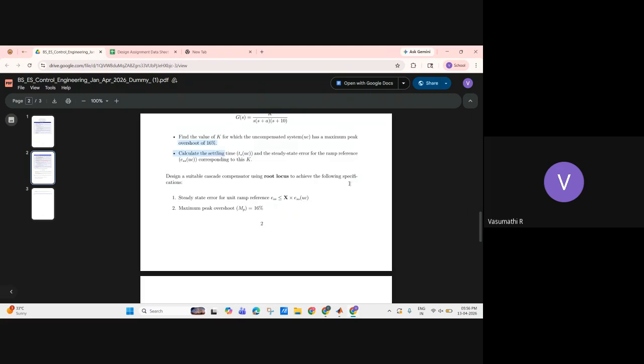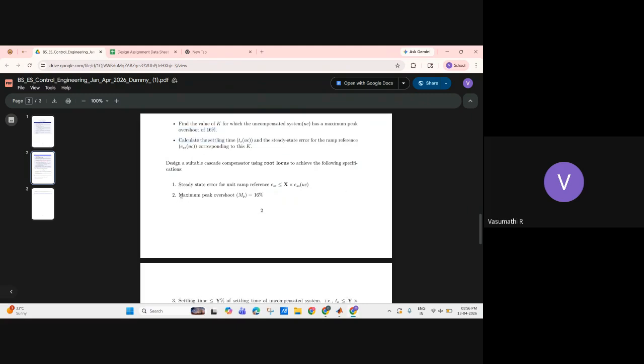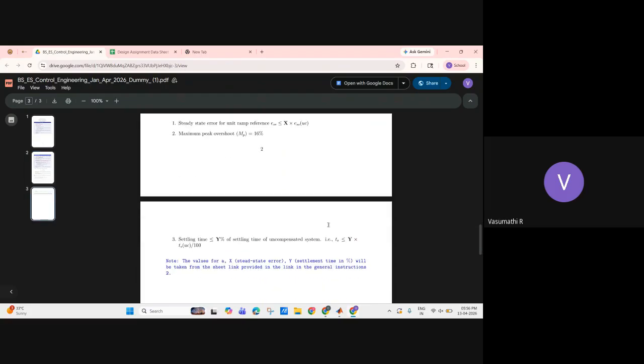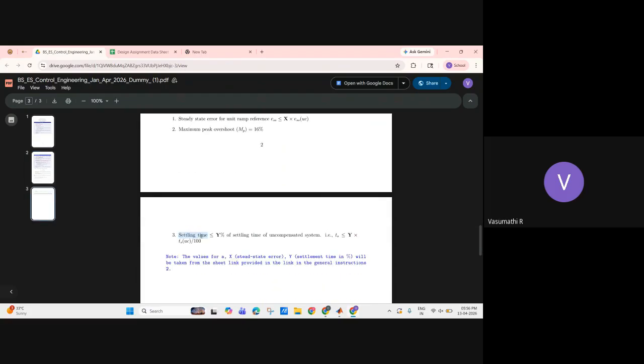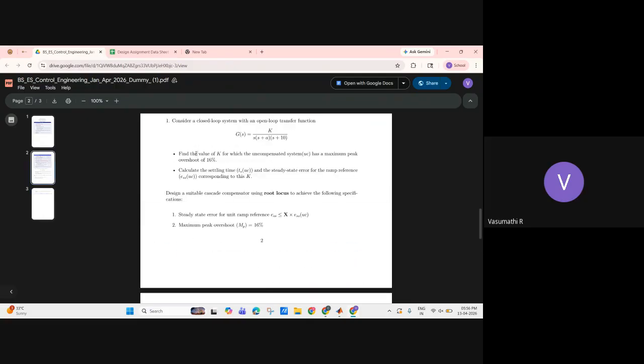The next design criterion is that your compensated system should have a peak overshoot equal to 16 or nearly equal to 16. Try to keep it like that. The third criterion is that your settling time should be less than your Y percentage you take from your Excel sheet. This settling time should be less than or equal to Y times the settling time of the uncompensated system that you are finding here.